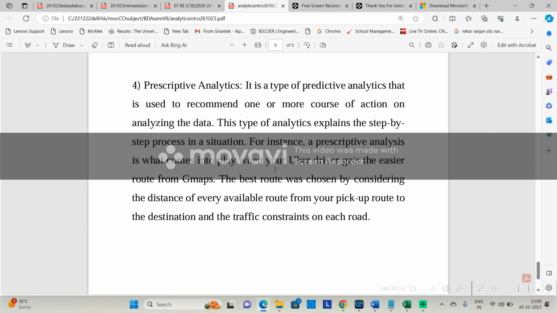An example of prescriptive analytics can be an Uber driver getting an easier route using Google Maps. He'll be getting his best route by considering various parameters like distance, pickup, destination, traffic constraints, etc. So this was the initial introductory session to decipher the title Big Data Analytics. This subject is meant for semester 7 computer science and engineering students. Thank you.